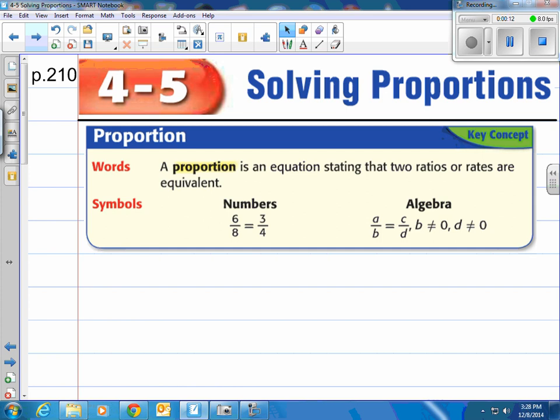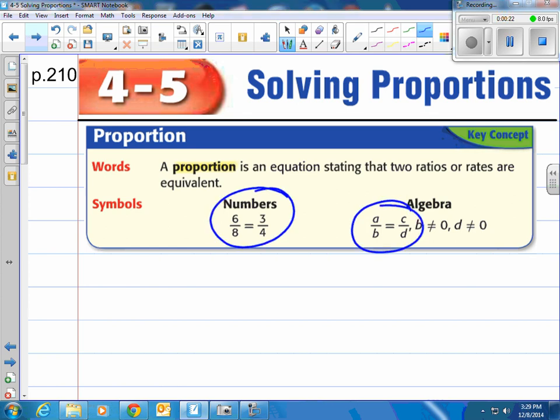Well, what is a proportion? A proportion is an equation stating that two ratios or rates are equivalent. You call them fractions. Here's a proportion written in numbers. Here's one written in algebra, just with letters. But you can see that 6/8 is equal to 3/4. So any fractions that are equal to each other, we'll call them ratios and rates, just so you can change those numbers on top and bottom to fractions or decimals, parts of a number as well.